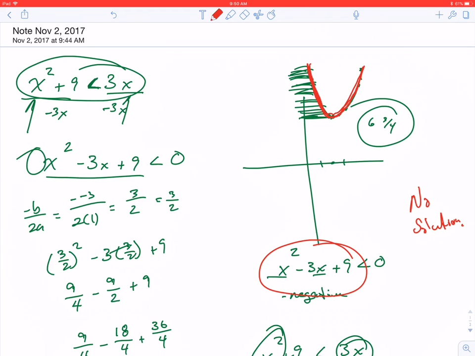And what if, instead of a less than symbol, this had been a greater than symbol? Well, now you're looking for all the positive answers, where all the y values are positive. So that would be all real numbers as your solution if you turn the inequality symbol around.